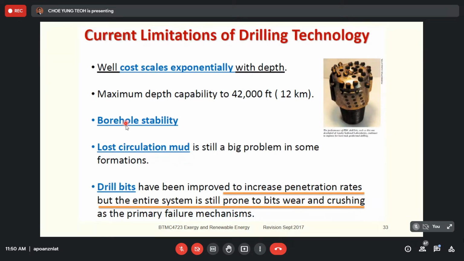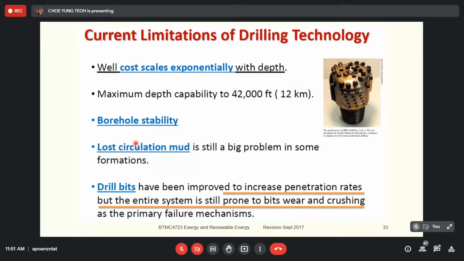Okay, and next is the borehole stability. The hole is very deep, 12 kilometers deep. How do you maintain the hole and avoid it collapsing? This is also one of the problems. It depends on the structure and material of the hole. If it's rock, then normally it's quite easy to maintain the stability. But if it's just soil or some kind of sand, then definitely you are not able to maintain the stability of a borehole.